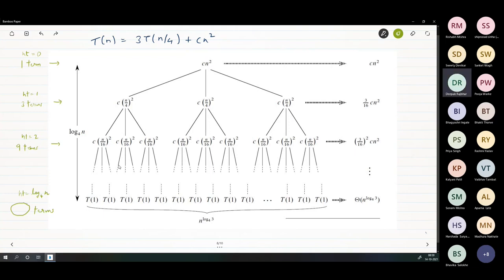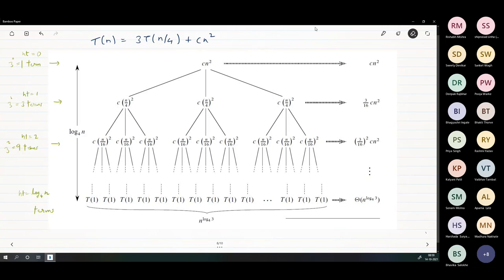3 raised to log 4n. Okay, thank you. So this is 3 to the 0, right? This is 3 to the 1. This is 3 squared. So you will have 3 to the log n to the base 4.